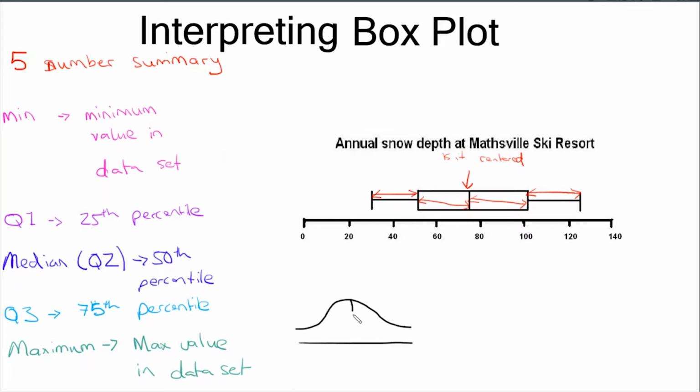Approximately normal, right? So the distance there is the same as the distance there, and the proportion here is the same as the proportion here. So you would know that these encompass the same percentages.